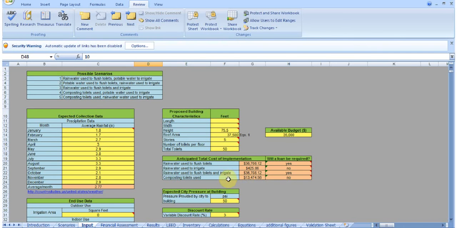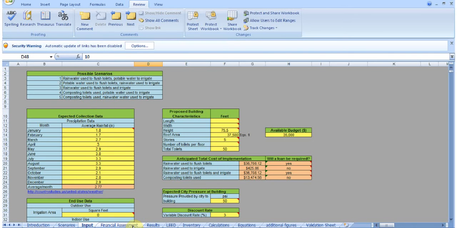These are the technologies modeled by EEAST, and this is the decision base of whether or not a loan is required based on your available budget. These technologies are outlined throughout these scenarios.